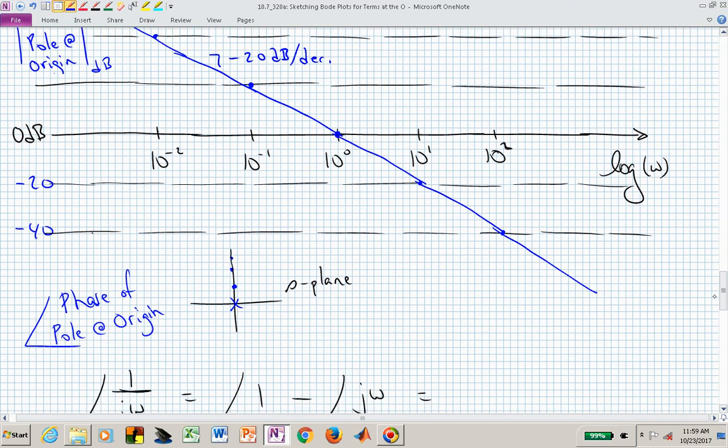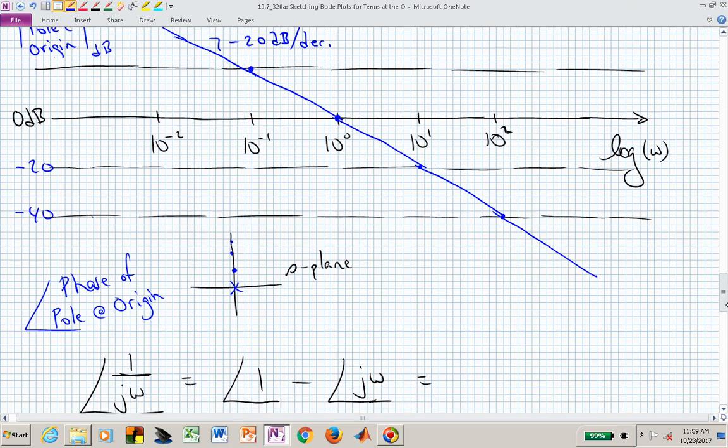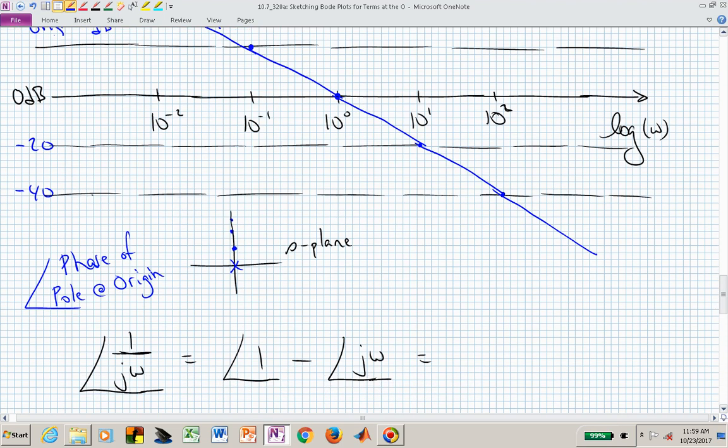The phase is even easier to draw for these poles and zeros at the origin. Again, if we measure the angle for any frequency of that pole at the origin, the angle is measured relative to, or with respect to, this positive horizontal real line. So now we're measuring an angle to that point, or that frequency. And those angles will always be 90 degrees, and since it's a pole, it's downstairs, it's now minus 90 degrees.